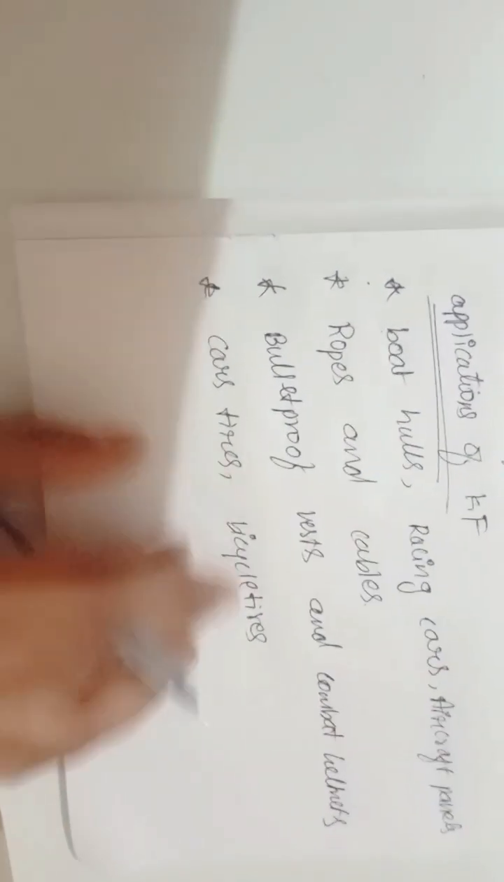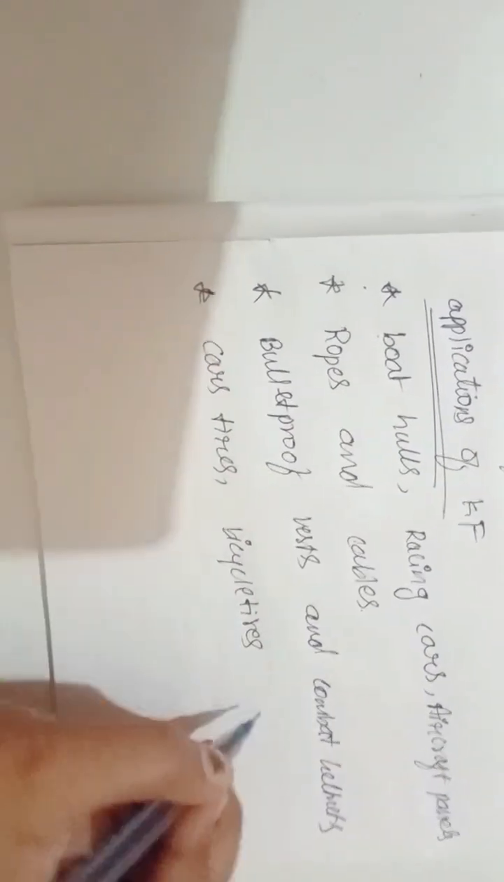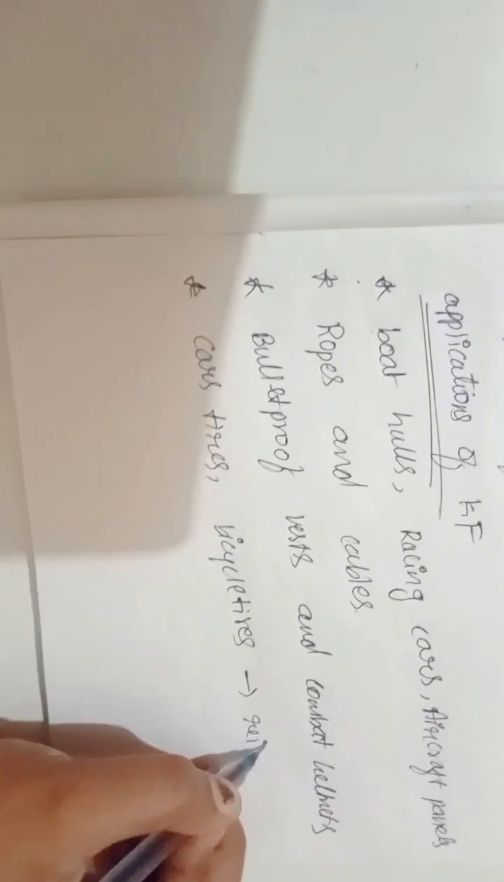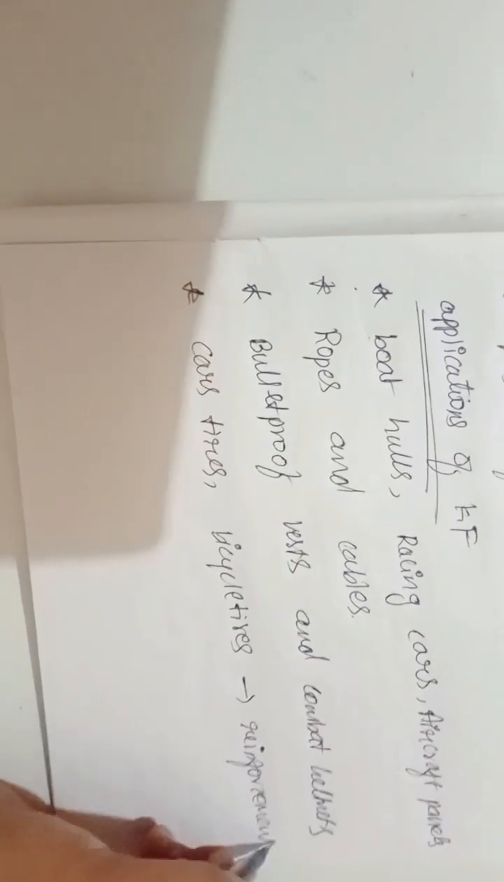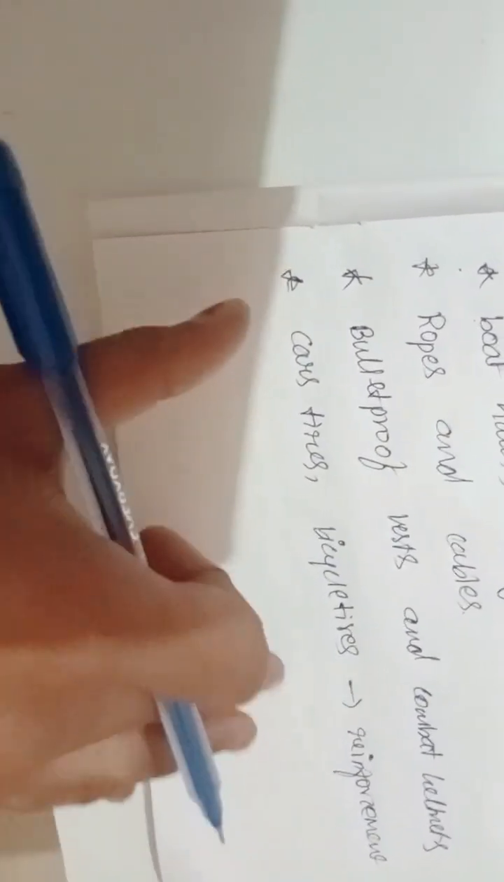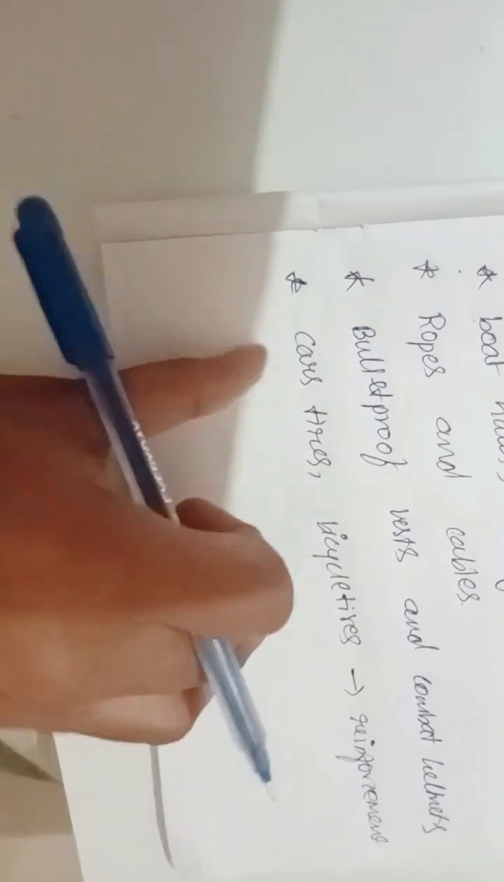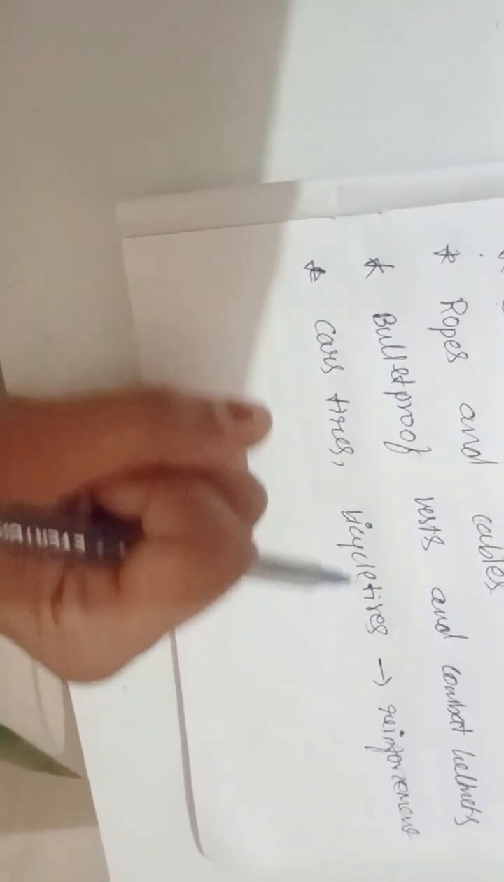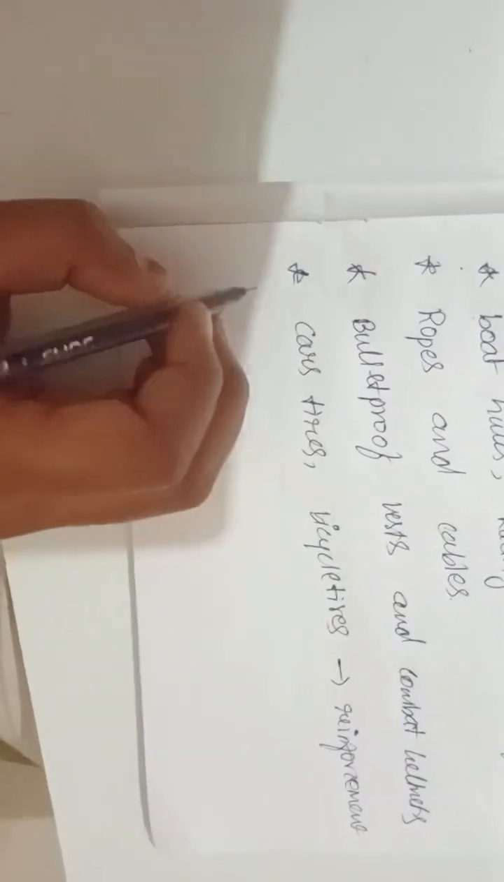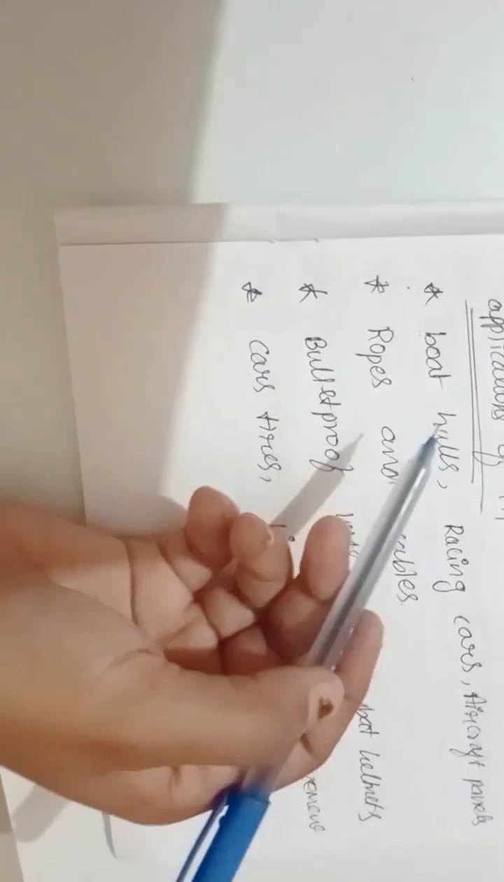Why can we use this one? Because this can be used as a reinforcement material, right? So what is this reinforcement? Why are we using this one? Because of this reinforcement property of Kevlar fiber, it can reduce the puncture rates of the tires. So hence, due to reducing the puncture rates of tires, we can use this one. These are the 4 important applications of Kevlar fibers.